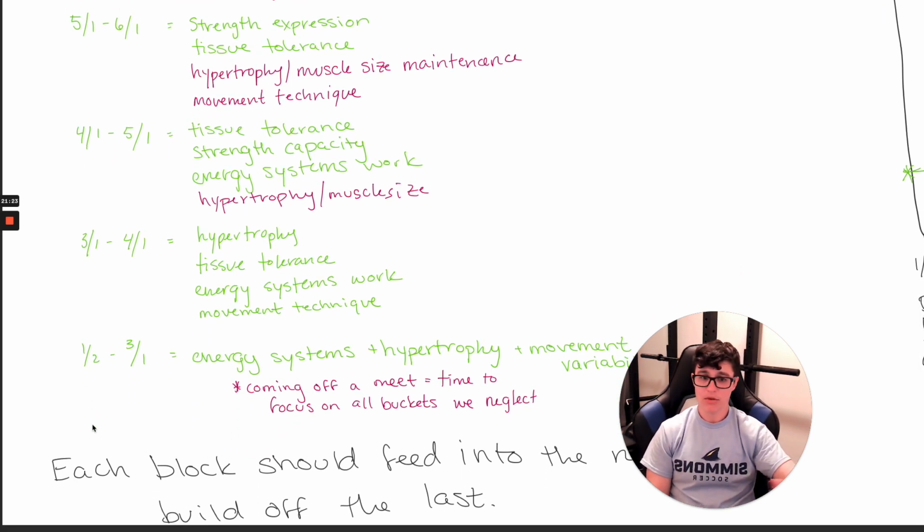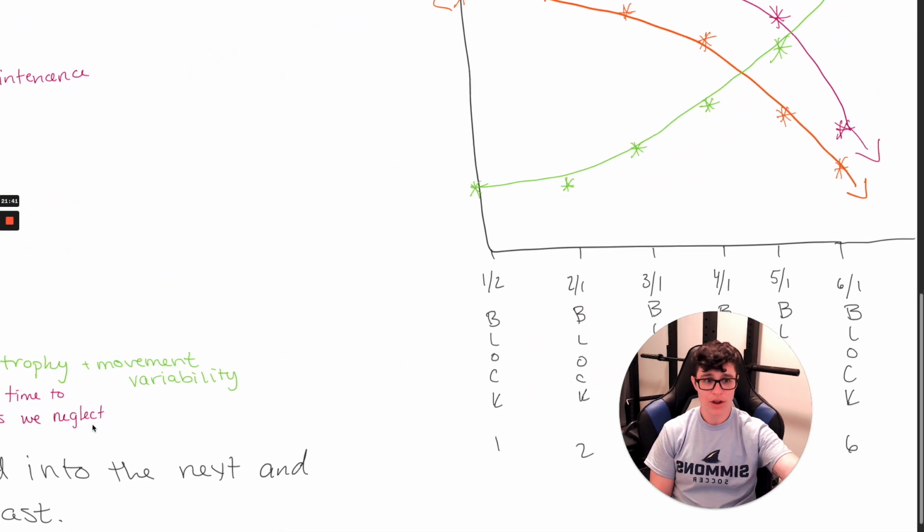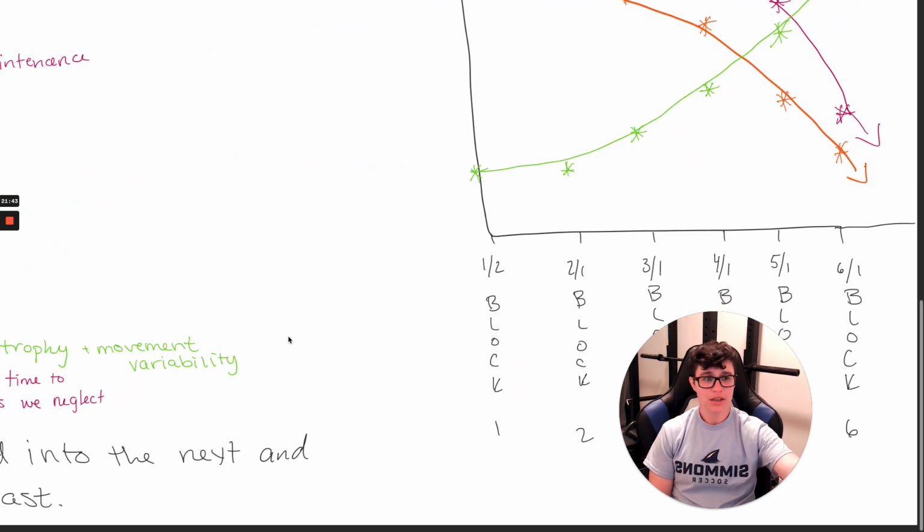And like I said before, each block should feed into the next and build off the last. So this is a very sequential decision making that I take in order to make sure that we're covering all of our buckets, but also prioritizing the right buckets when we need to. I drew a little graph over here for y'all of the blocks. So block 1, block 2, block 3, block 4.